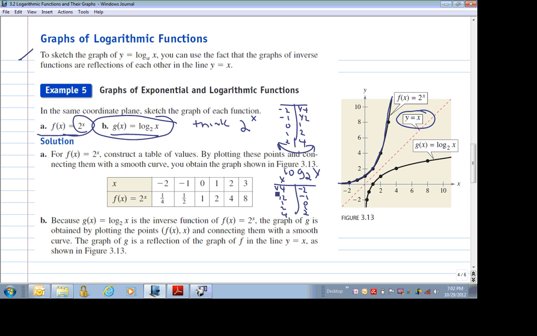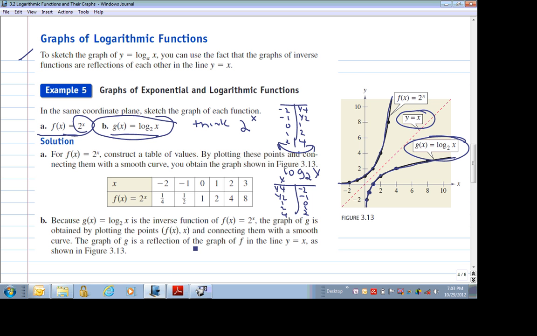So notice what happens. At 1/4, we're at -2. So at 1/4, we're down here at -2. At 1/2, we're at -1. At 1, we're at 0. At 2, we're at 1. And at 4, we're at 2. And we end up with our inverse function, which is our logarithm function. Really important that you can think through the graphs based on exponentials, because exponentials you can calculate in your head. All right, and I think if you read, that'll tell you a little bit more about that.